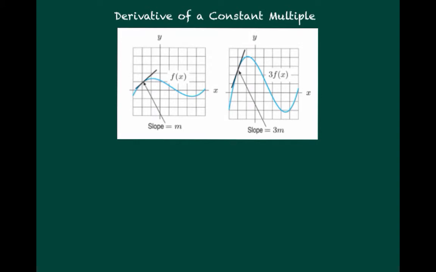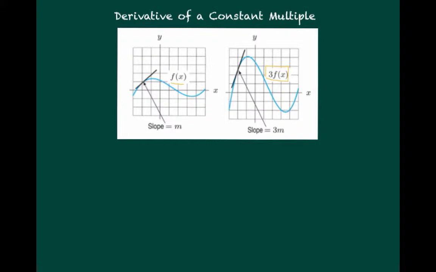You may remember from pre-calculus that when we multiply a function times a constant, it stretches the function vertically. So for instance, in the graph on the left, we have y equals f of x. In the graph on the right, we have y equals 3f of x. So, not surprisingly, the graph on the right is going to be 3 times as high at each x.